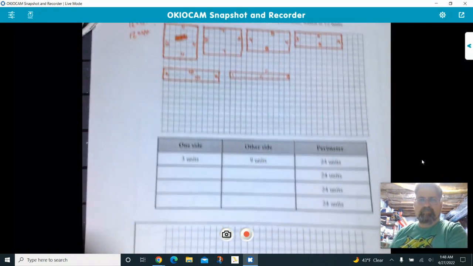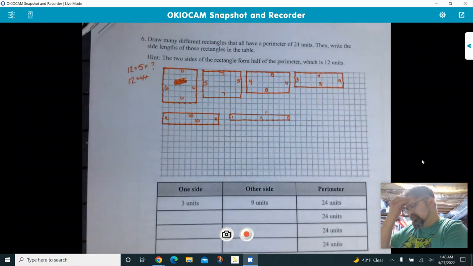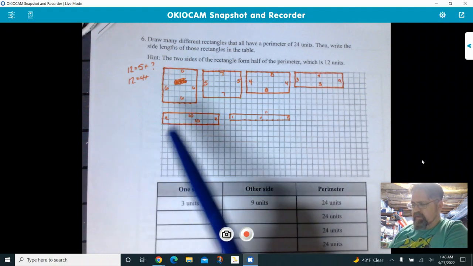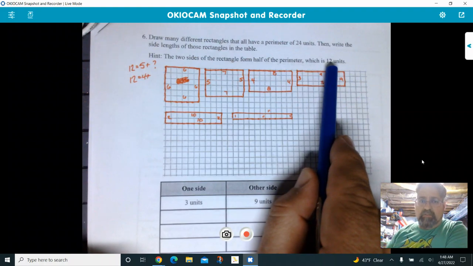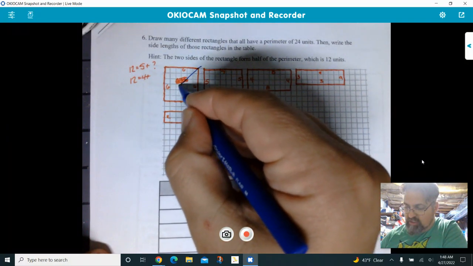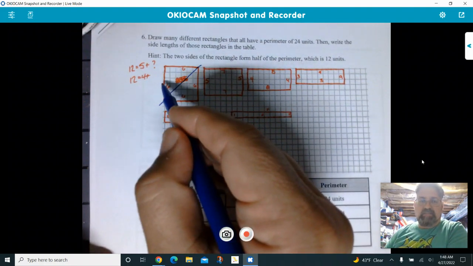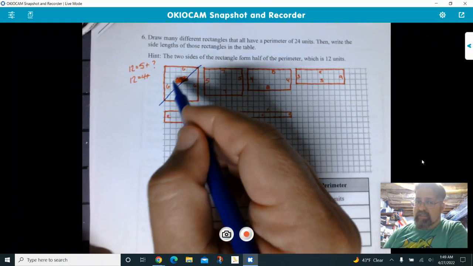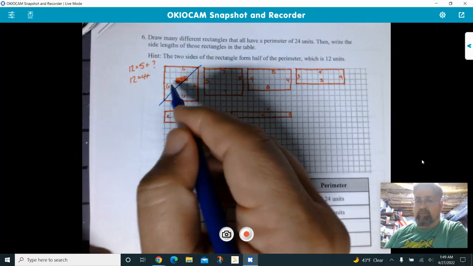Right here, the stuff at the top, we had to draw several different rectangles that had a perimeter of 24 units. And the hint was that the two sides of the rectangle form half the perimeter, which is 12 units. So if you add this side plus this side, you should get half the perimeter. You should get 12. Let's start with 6 and 6. Yeah, 6 and 6 make 12. So that's kind of what we needed there.